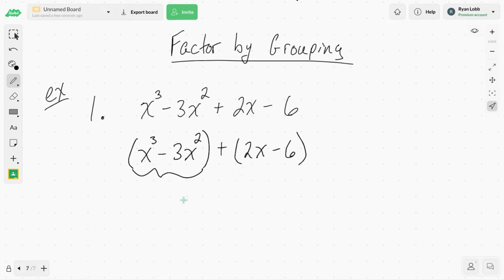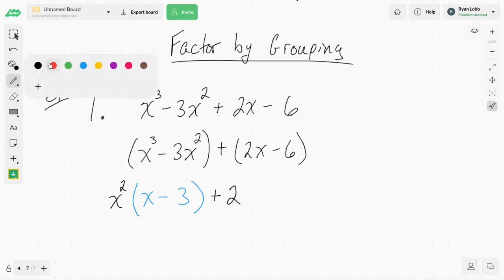I can factor out a what? A common monomial of x squared. So there's that common monomial that I factor out. Now, what's left? I'll use some color here. Let's go with blue. What's left is, when I factor out x squared, I'm left with x minus 3. Now, if I go over to the other binomial, what can I factor out of this? I could factor out a 2. And then what's left when I factor out the 2? I'm left with x minus 3.